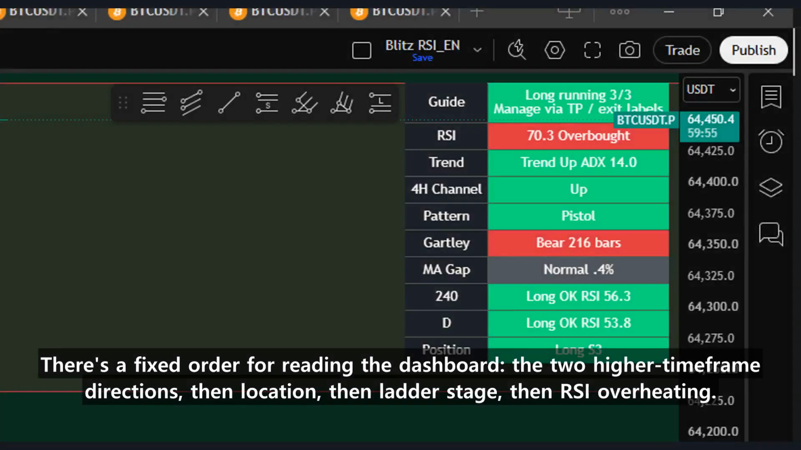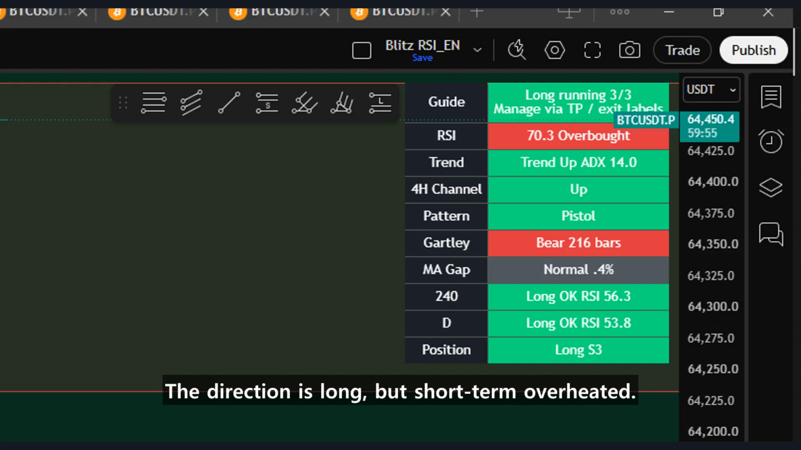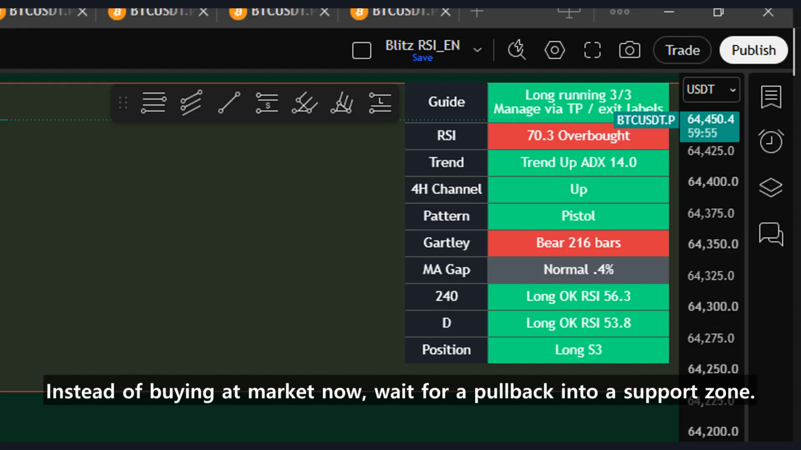There's a fixed order for reading the dashboard: the 2 higher time frame directions, then location, then ladder stage, then RSI overheating. Case 1. Both higher time frames are long favorable, but the current RSI is 74. The direction is long, but short-term overheated. Instead of buying at market now, wait for a pullback into a support zone.